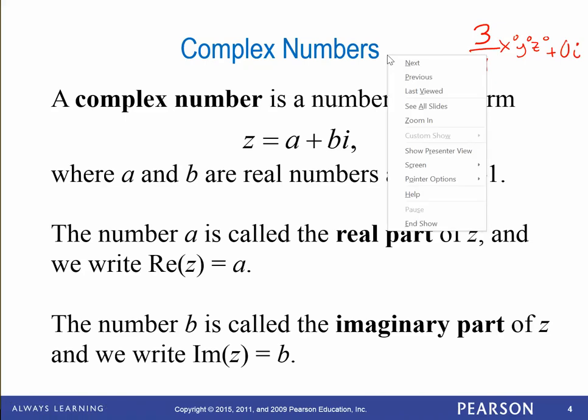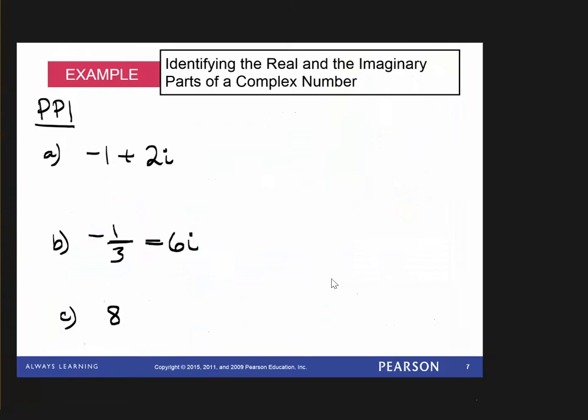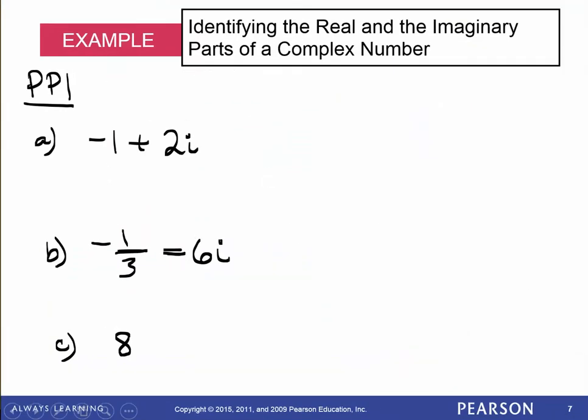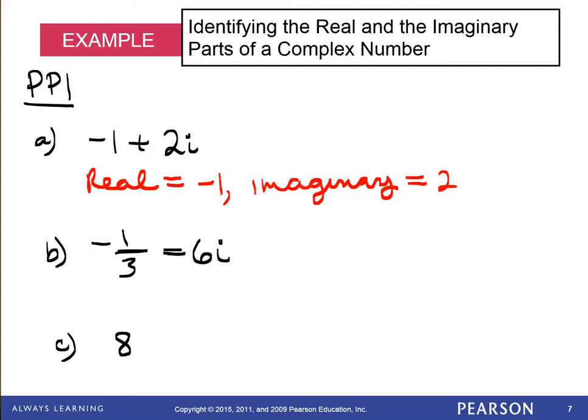All right, I think we're ready to move on to this one right here. Practice problem number 1, just real quickly here, because some of the homework questions are like it too. Practice problem number 1 says, identify the real and the imaginary parts of each of the complex numbers here. So for A, the real part is the -1. The imaginary part is the 2. Notice for the imaginary part, the i is not included in it. It's just the coefficient of i.